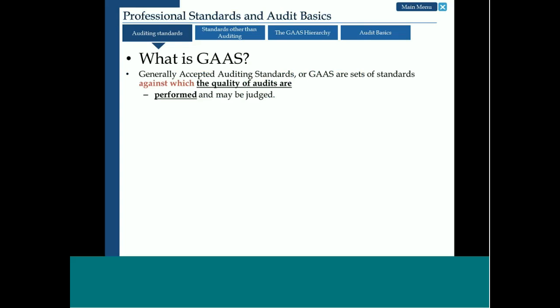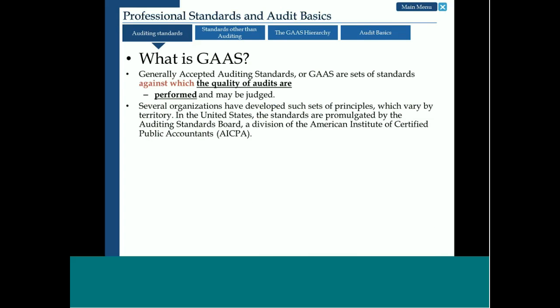So what was I referring to? What is GAAS? GAAS is nothing but generally accepted auditing standards against which the quality of an audit is performed and may be judged. So these are our fundamental rules which we are required to follow when we are doing audits. Generally, it is issued by the Auditing Standards Board, which is a division of the American Institute of Certified Public Accountants. Yes, PCAOB issues its own standards for public companies, but this is in addition to PCAOB standards.